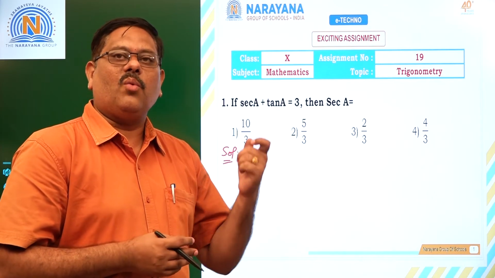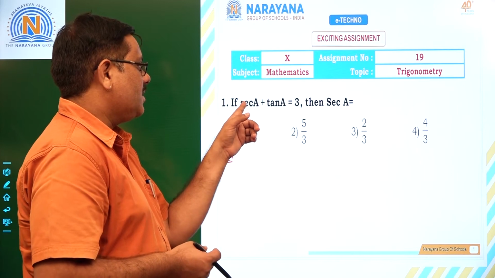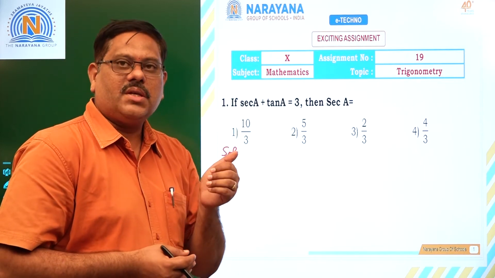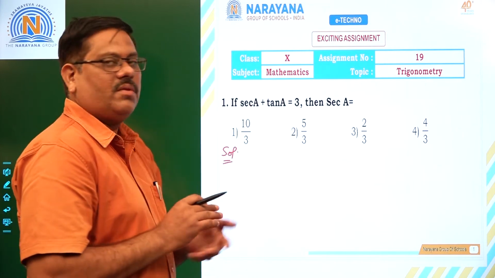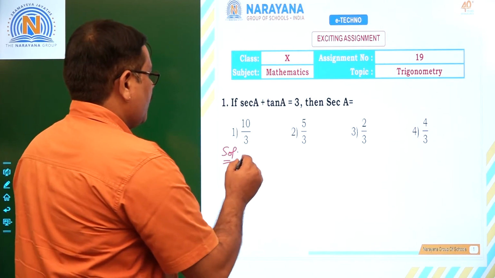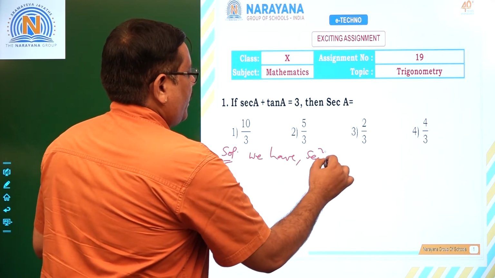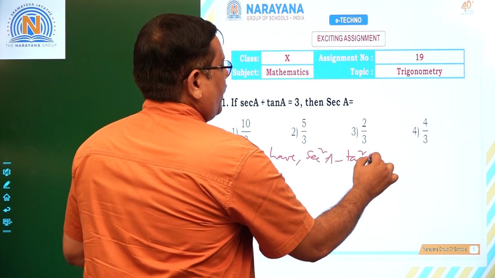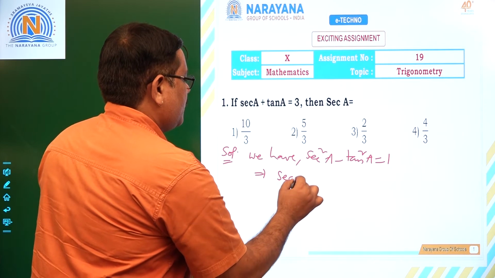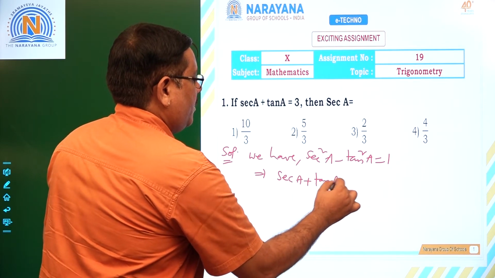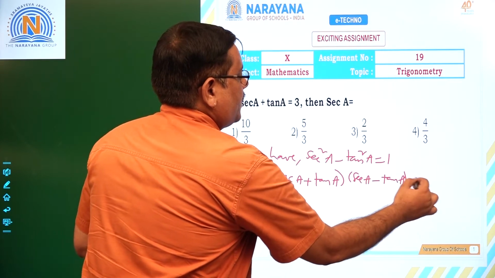We are going to use one of the identities to solve this question. Definitely, here we have given secant A plus tan A, so we have to use the identity secant square A minus tan square A is equal to 1. Using that, we can solve this problem very easily. Now let us see. We have secant square A minus tan square A is equal to 1. If it is that, we can write it as secant A plus tan A into secant A minus tan A, that is equal to 1.